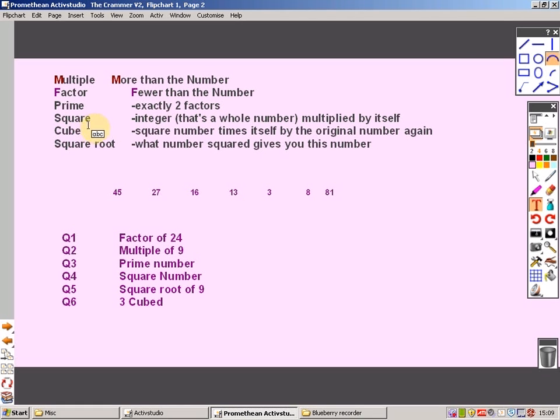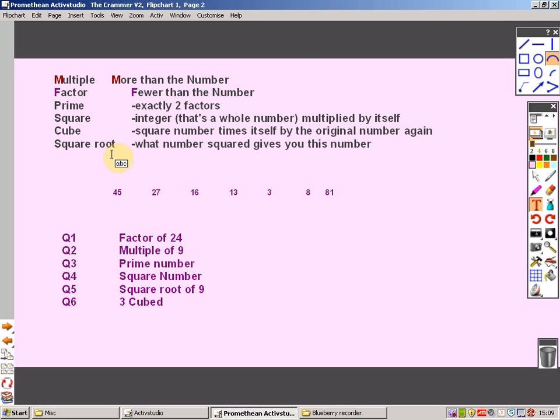A square number is a number times by itself. We normally say an integer, which is the proper name for a whole number, multiplied by itself. A cube number is a square number that's then multiplied by the original number again. Not a square number squared, but the original number times a square number. For example, 5 times 5 is 25, so 25 is a square number. If I times 25 by 5 again, I'll end up with a cube number, 125.